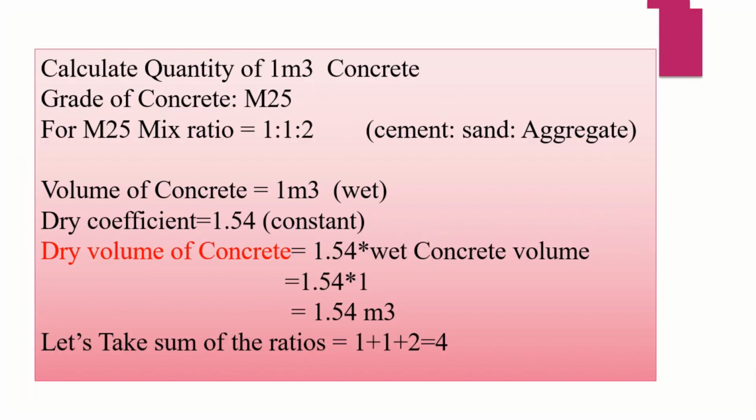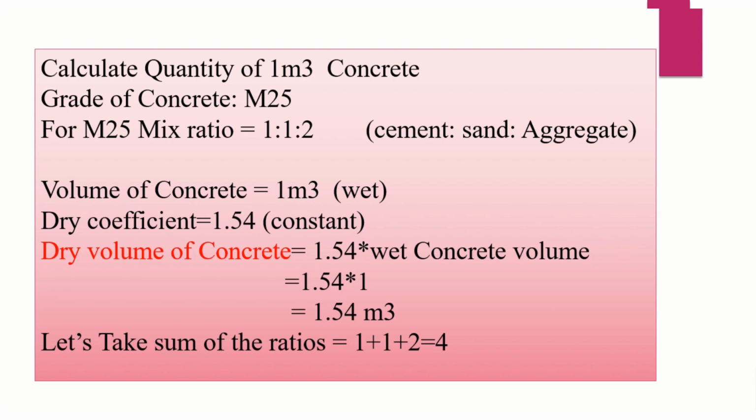These are the data we require for calculating the quantity for 1 meter cube of concrete. First of all, suppose we have 1 meter cube of concrete, and in this case we have taken grade of concrete M25. According to mix design for M25 concrete, the mix ratio is 1:1:2, where one part is cement, one part is sand, and two parts are aggregate.